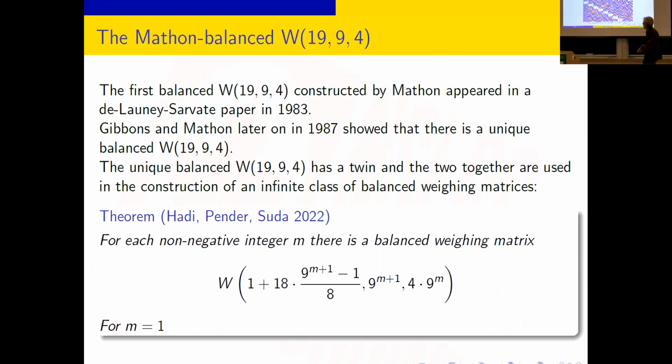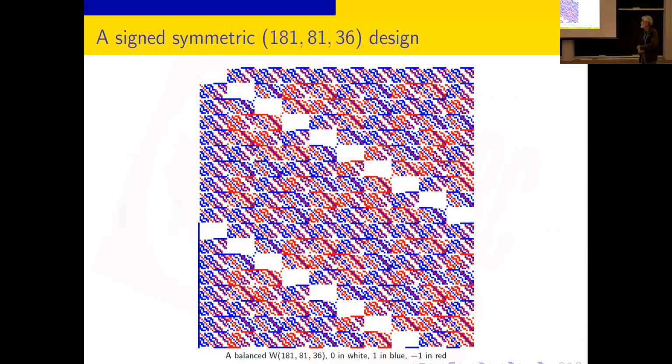For m equal to 1 here, again, for your entertainment, it's right there in front of you. It's 181, 81, 36. There's, of course, 0, 1, -1. Blue is 1, I think, 0 in white, 1 in blue, and -1 in red. So this is really interesting, that you have really one matrix which has so many nice properties. And that's why really I thought to bring this one to your attention.